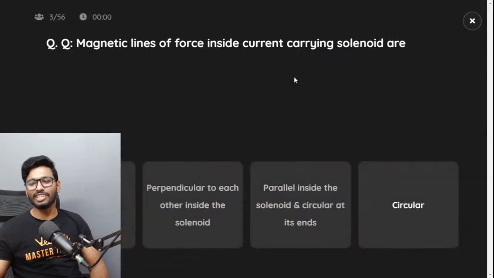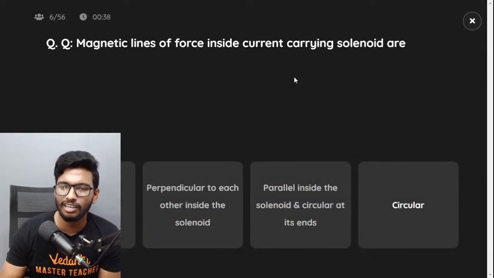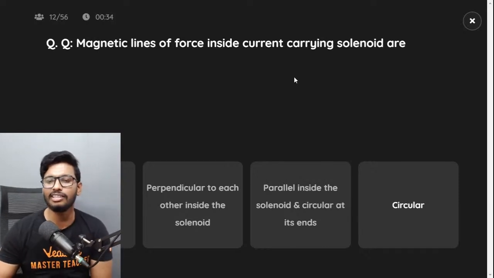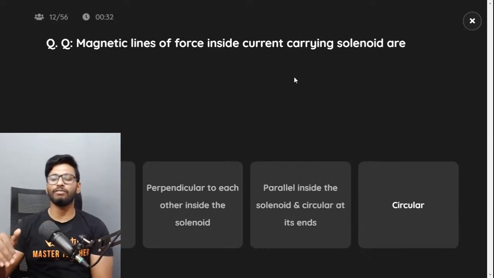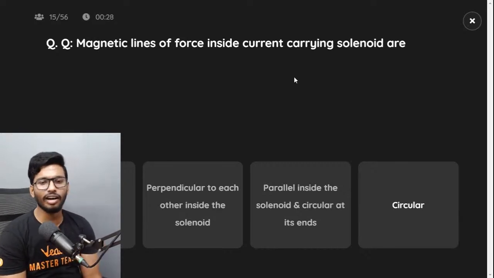Magnetic lines of force inside a current carrying solenoid are ellipse, perpendicular to each other inside the solenoid, parallel inside the solenoid and circular at its end, or circular? Magnetic field lines, magnetic lines of force inside the current carrying solenoid are what?